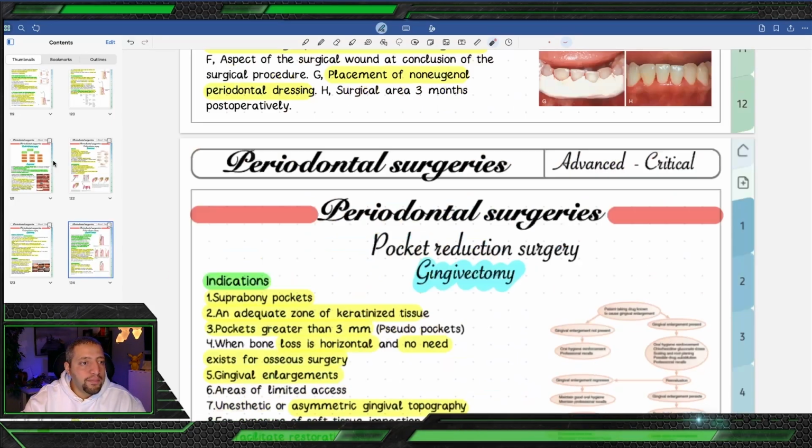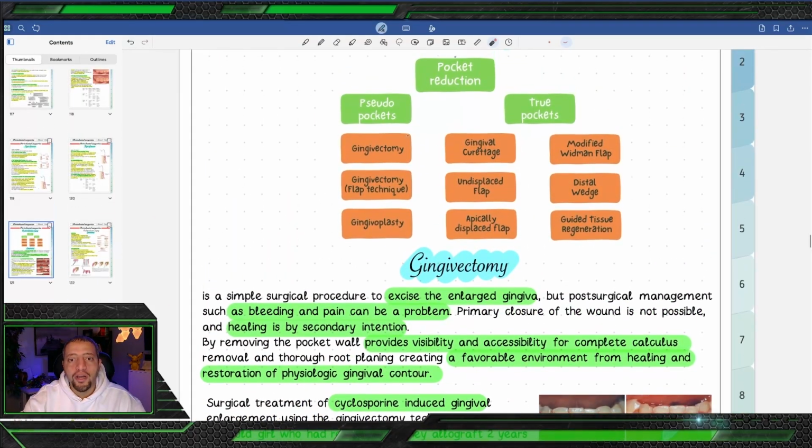So let's recap here. We said when you have a pseudo pocket, it's either gingivectomy, external bevel, less than 6 teeth, no infrabony, or gingivectomy with a flap technique, more than 6 teeth, and we have here reverse internal bevel, and gingivoplasty when we shave the gum from outside with no incision. In the true pocket, we have more than 5, 6, 7 mm, and we have bone loss. So we are going to do one of these types of surgery.